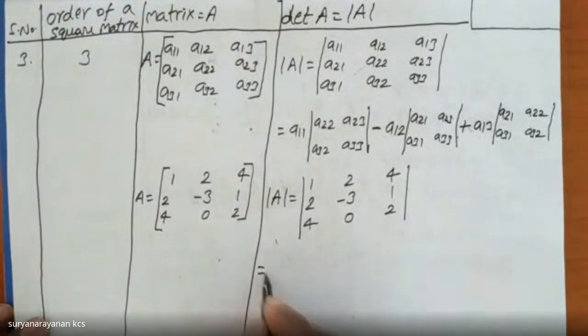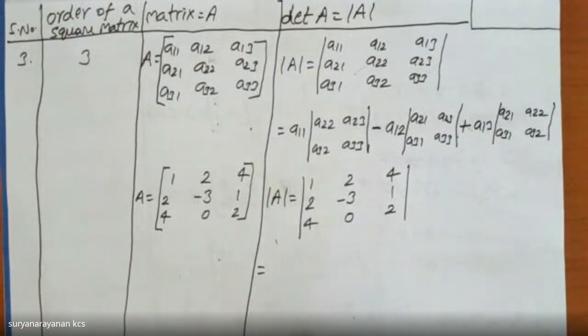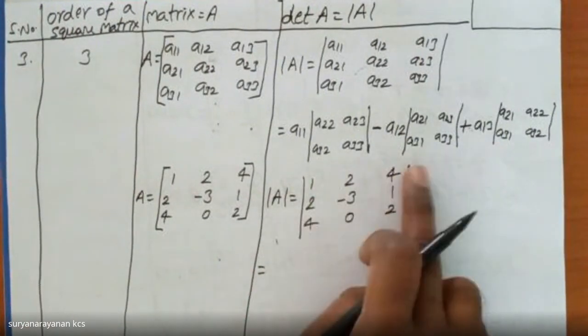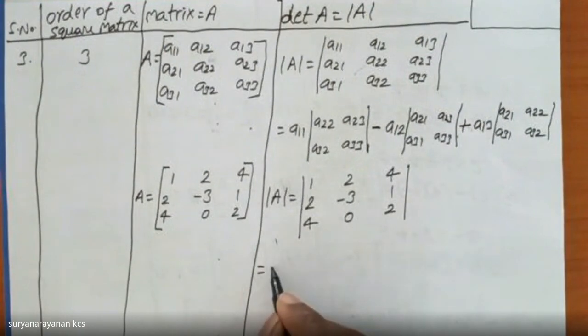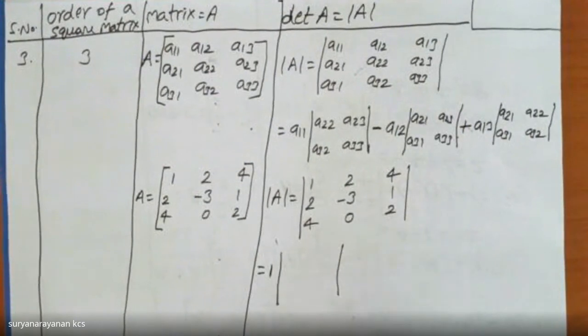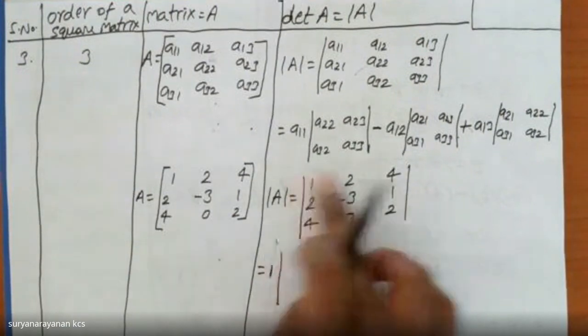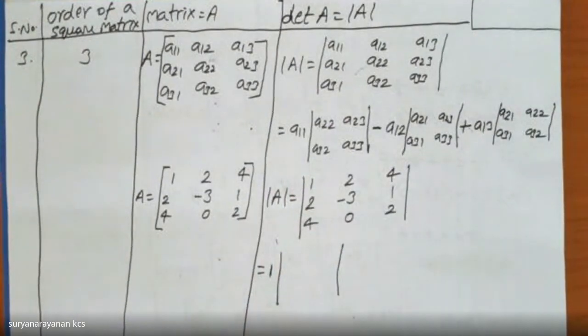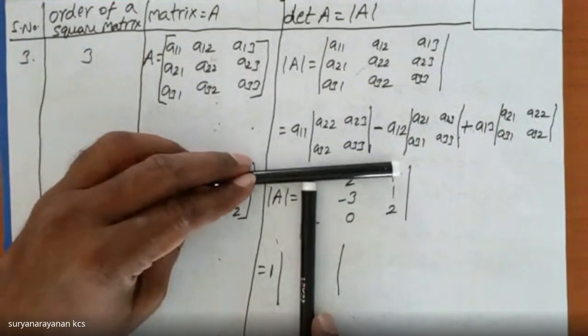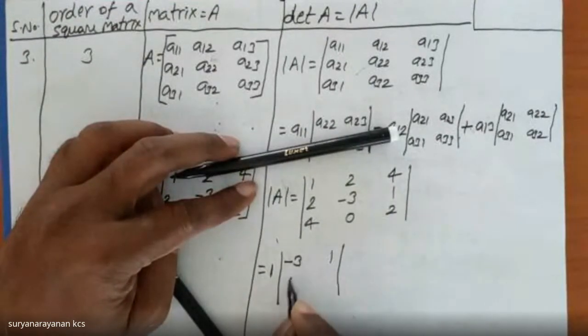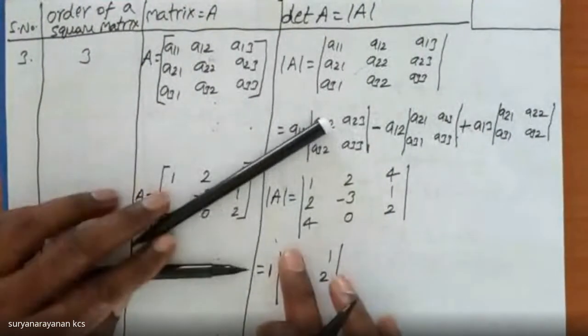Now tell me, what is the first step here? Take the first row, first element. What is the first row, first element? 1. Yes or no? Keep the det symbol here. Then, as I said, close the first row and first column. What are the elements you get here? Minus 3, 1, and 0 and 2, sir. Yes, minus 3, 1, 0, 2. So this is the first term.